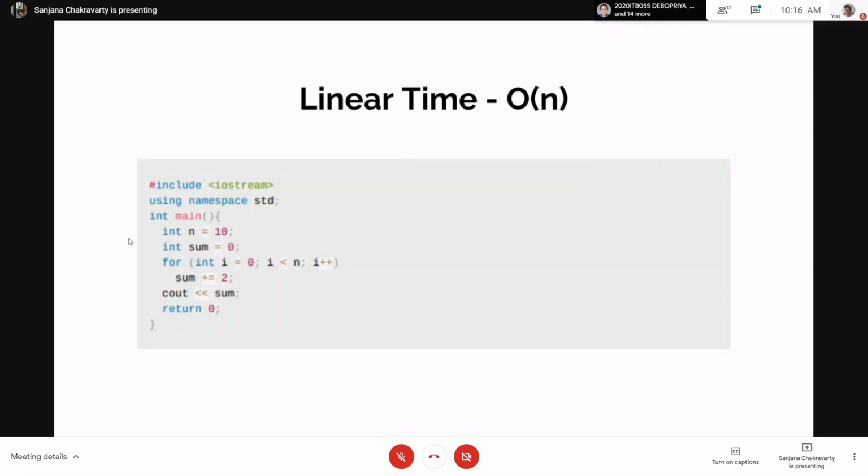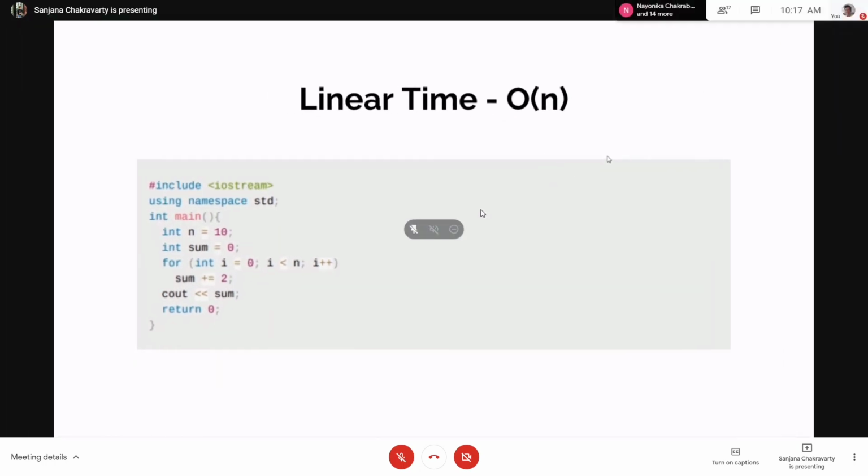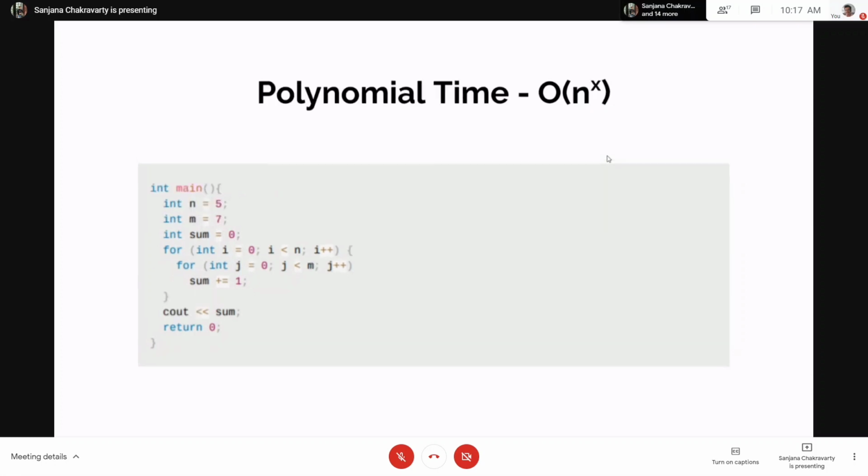And suppose all of these operations, n equal to 10, sum equal to 0, printing sum, are a constant number of operations B. So how many operations do you have in total? An plus B. Now, as I told you before, we are interested in the growth of the algorithm. So that would be big O of n.